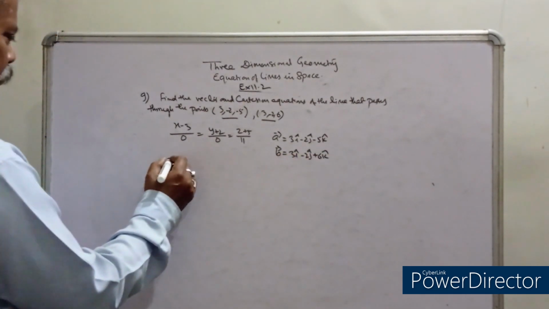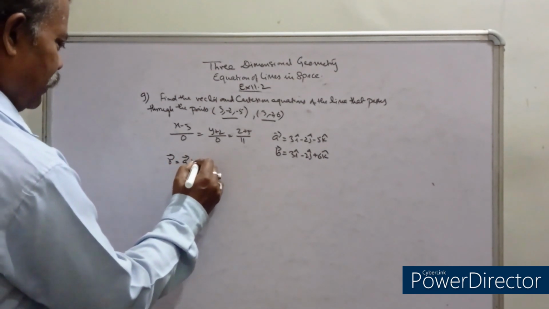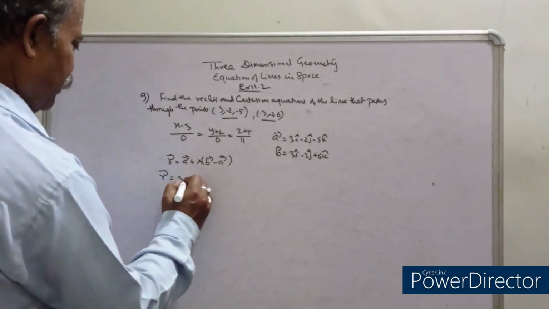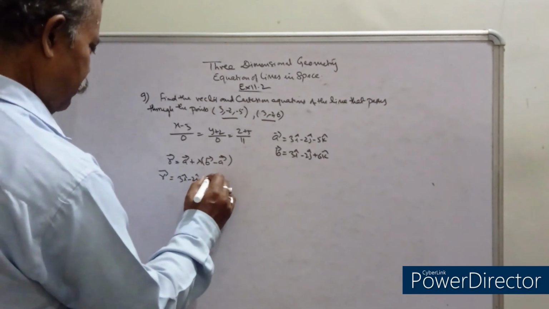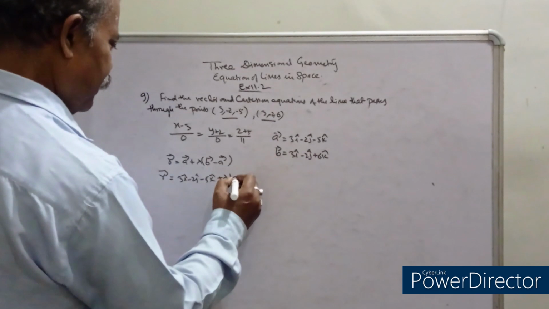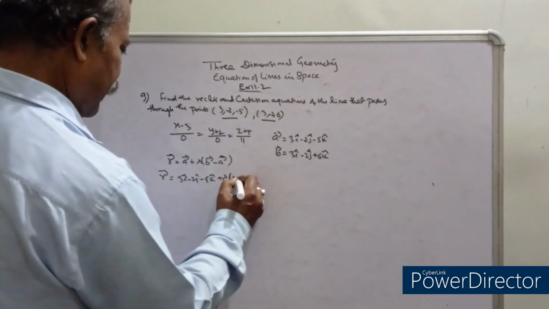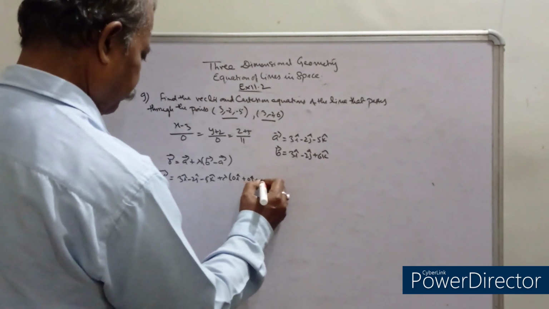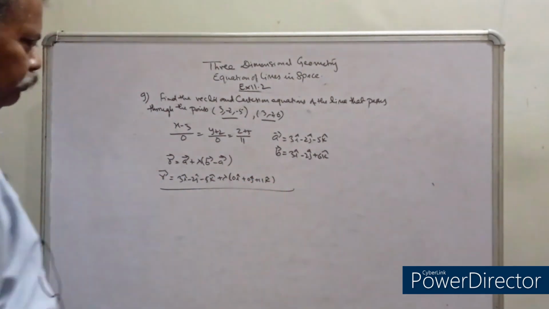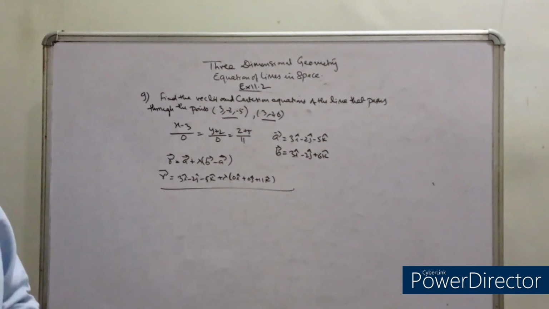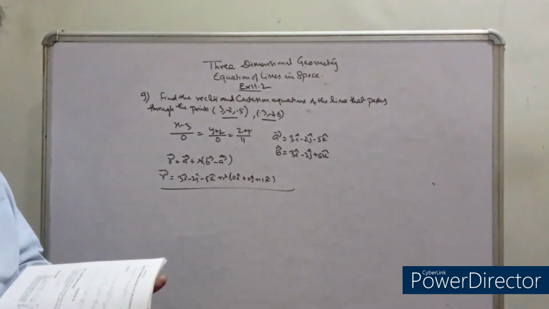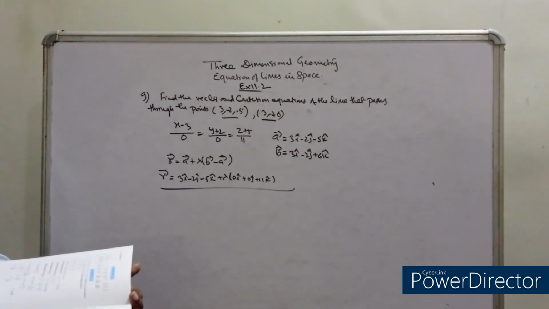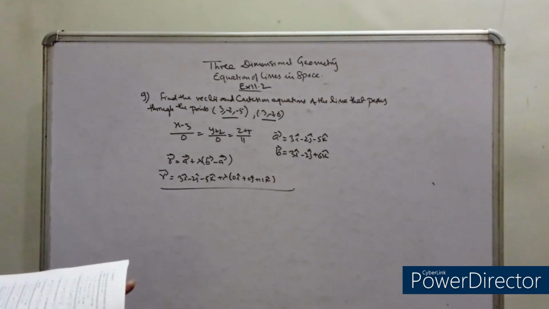So if you place these values, r vector is equal to a vector plus lambda times (b vector minus a vector). Your a vector is 3i cap minus 2j cap minus 5k cap, and this is lambda times (b minus a), which will be 0i cap plus 0j cap plus 11k cap. This is your vector form. This is your answer. Let me check the answer. Question number 9, Exercise 11.2. It is correct. Now question number 10.